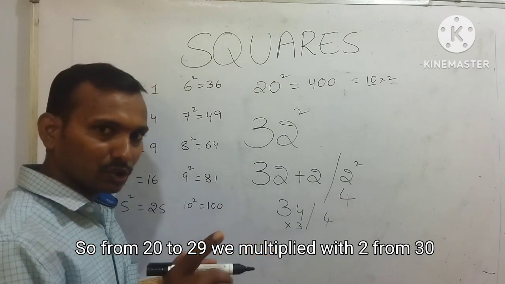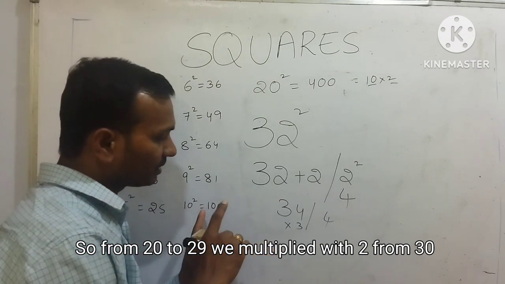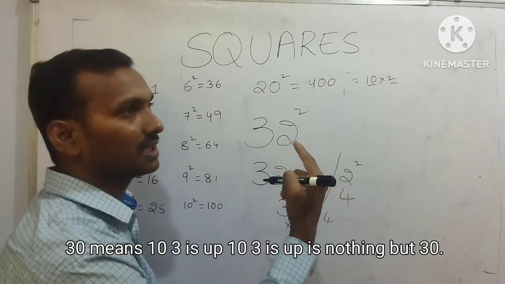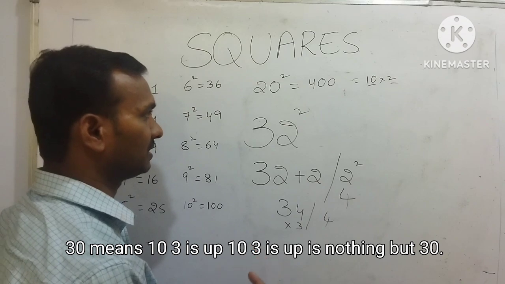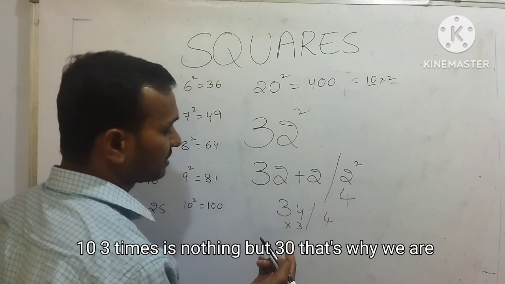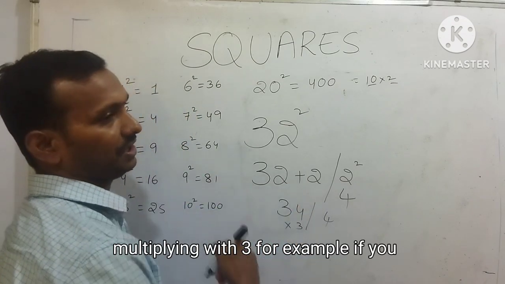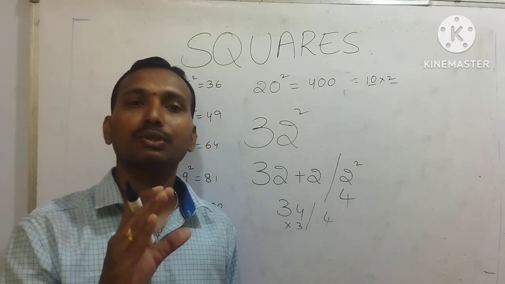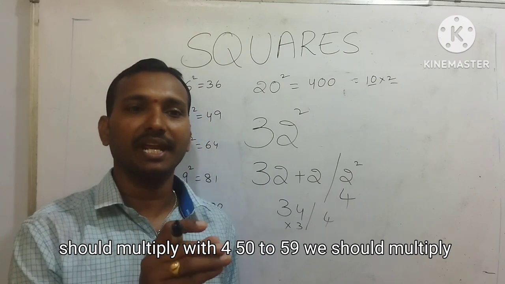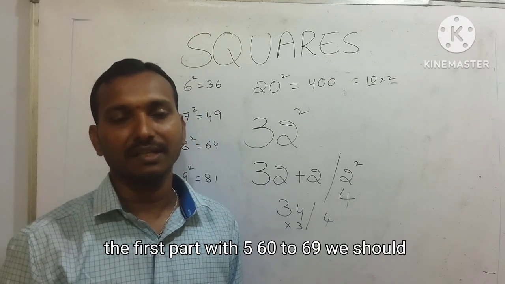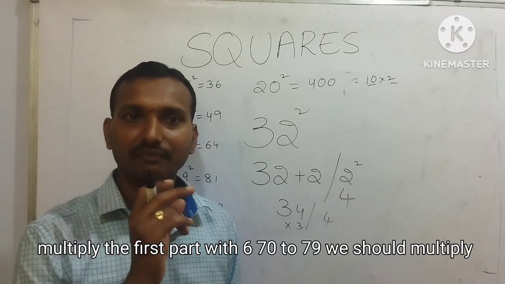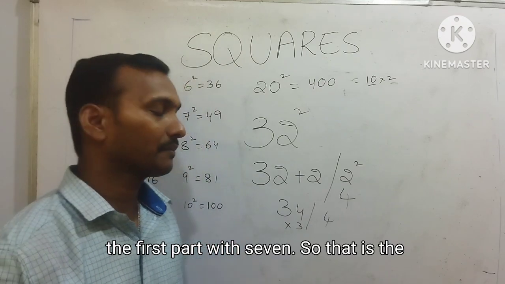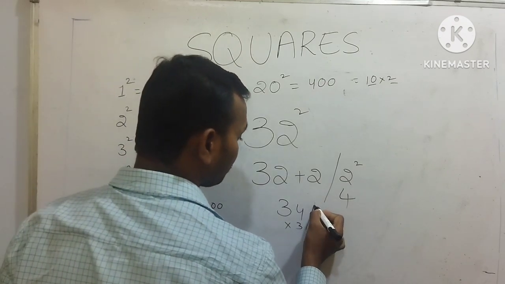From 20 to 29 we multiplied with 2. From 30 to 39 we have to multiply with 3. Why? Because 30 means 10 threes. 10 three times is nothing but 30. That's why we are multiplying with 3. For example, to square from 40 to 49, we should multiply with 4. For 50 to 59, we multiply the first part with 5. 60 to 69, with 6. 70 to 79, with 7. That is the technique involved in it.